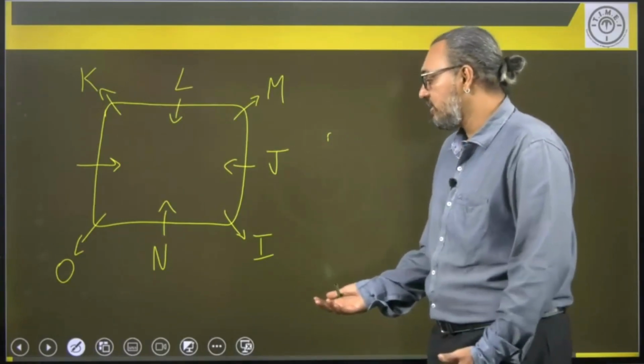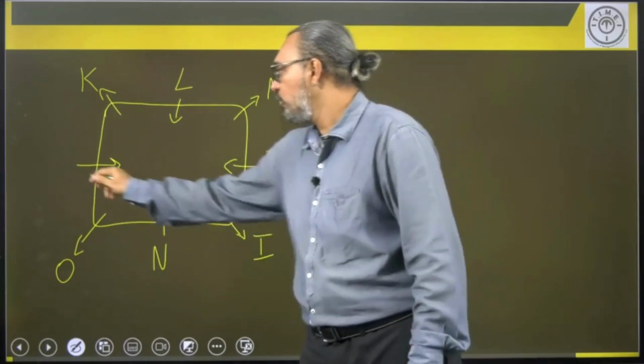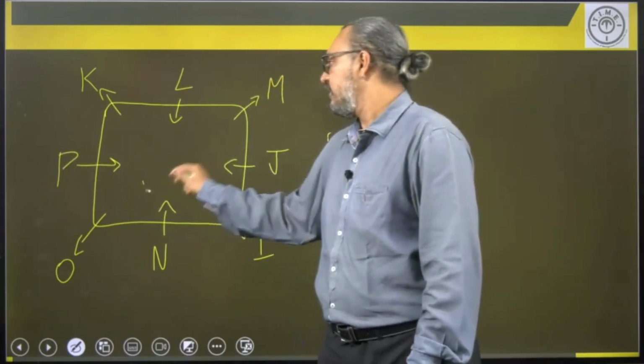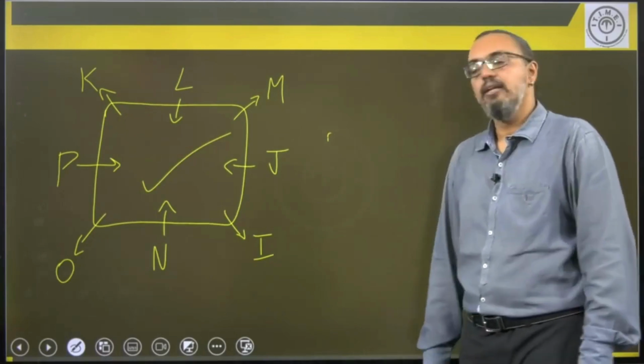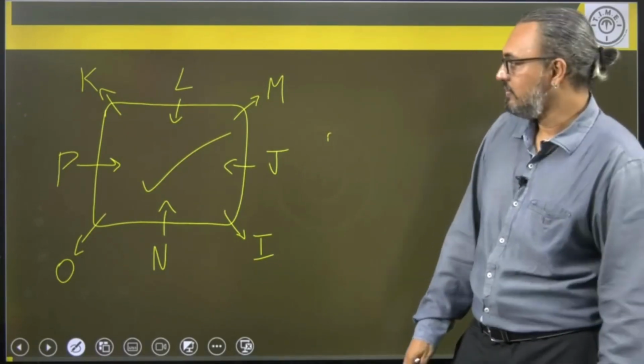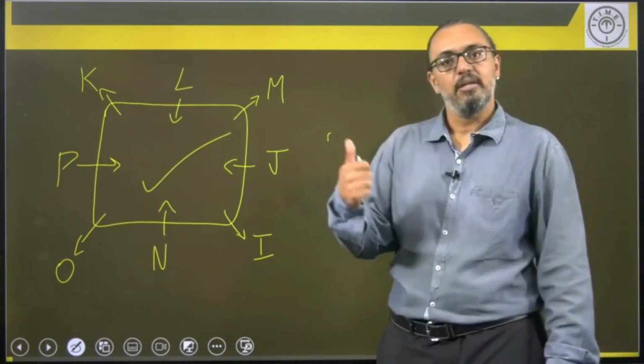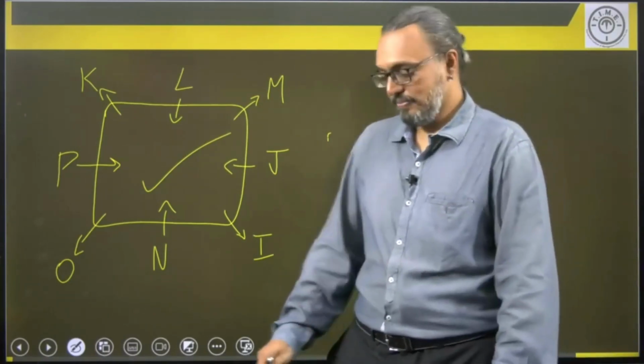Now who is the remaining person? We have the persons I, J, K, L, M, N, O, P. So we fix P here. So that way we get our final arrangement. Okay. Yes. So now based on this arrangement, let's have a look into the questions.